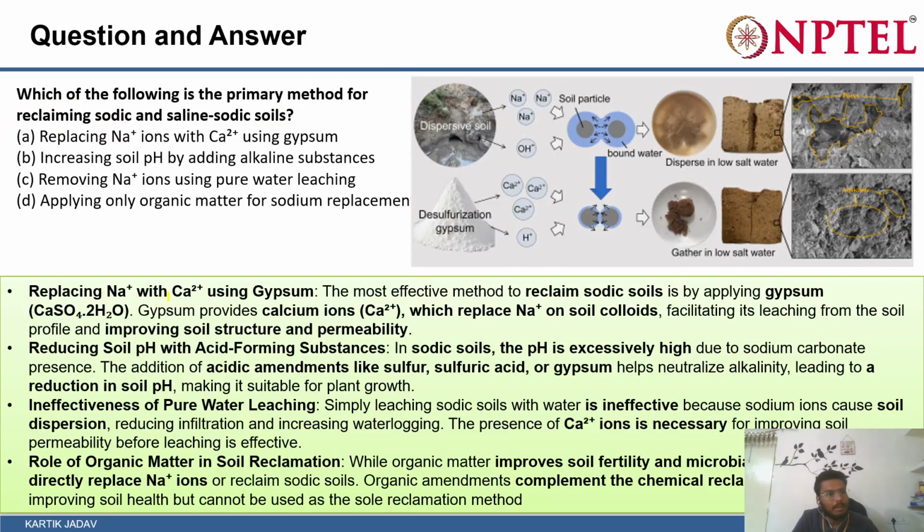Which of the following is a primary method for reclaiming sodic and saline sodic soils? So we know that in case of sodic and saline sodic soil, we are replacing sodium with calcium plus 2 ion using gypsum. So in sodic and saline sodic soil, we are adding gypsum, okay, to replace sodium with calcium. So replacing sodium ions with calcium using gypsum is the correct answer, right?